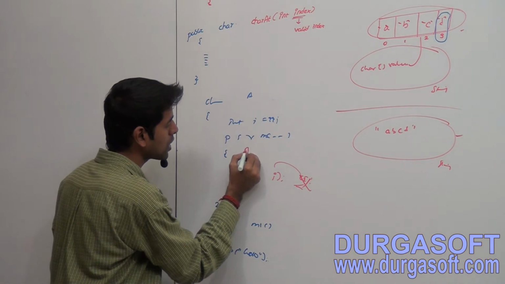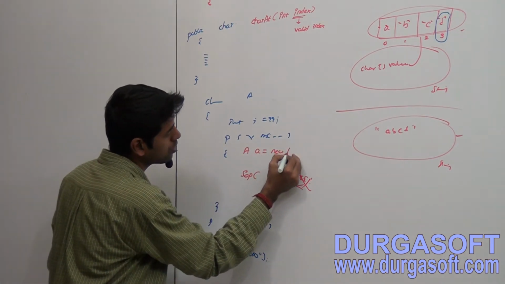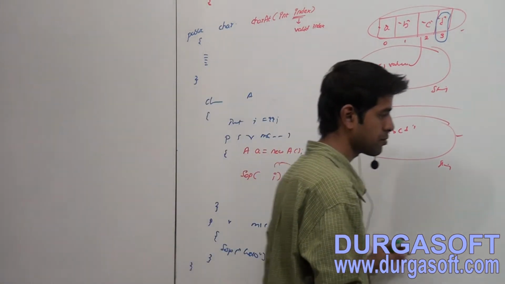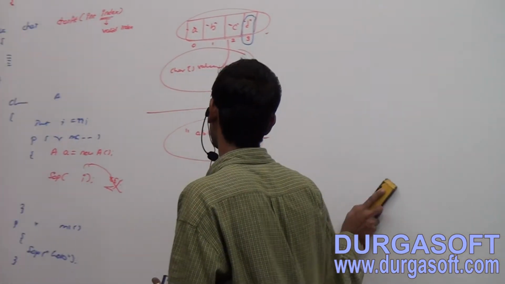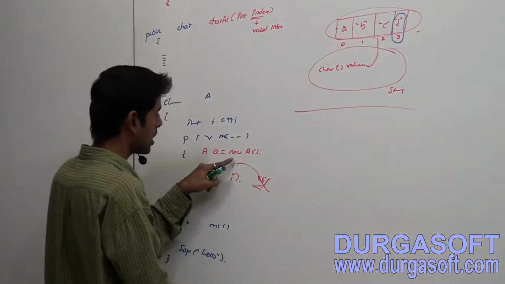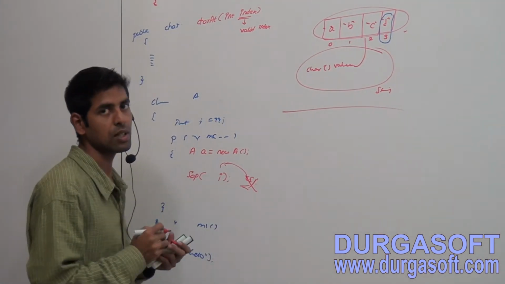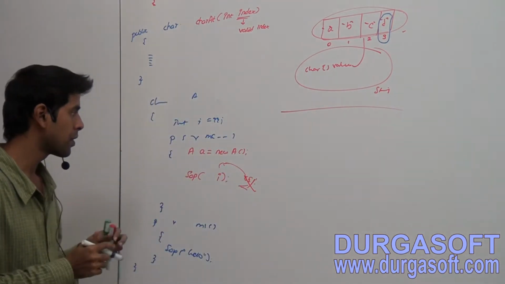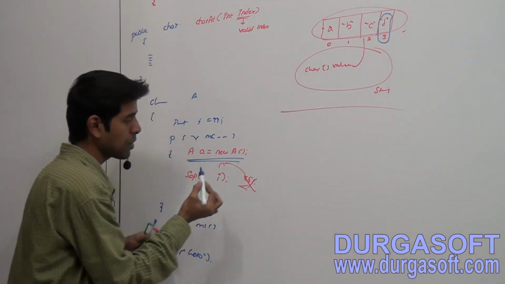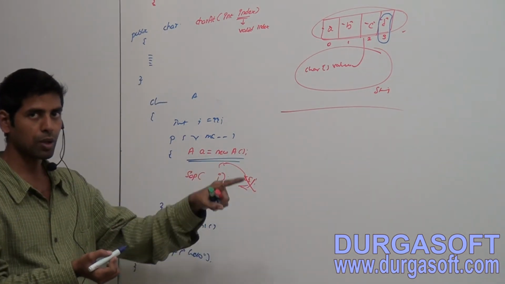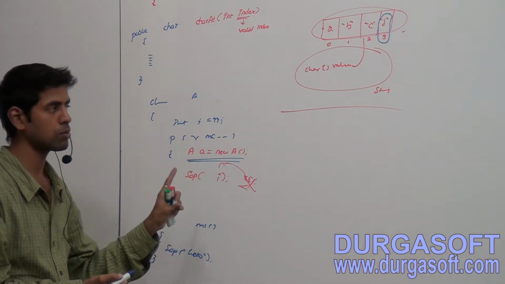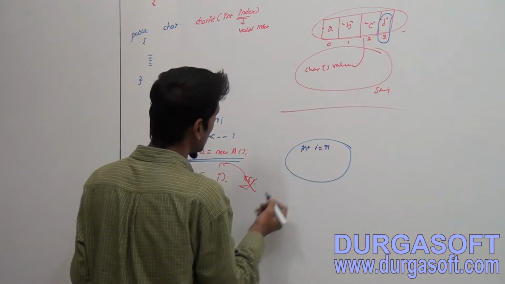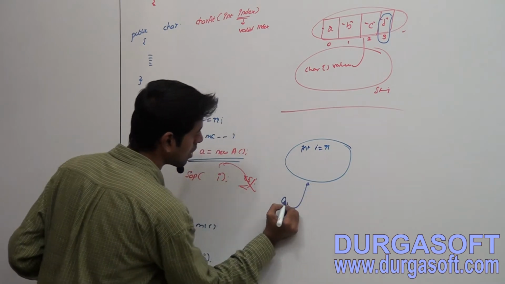How to create an object? A a equals new A constructor. Now because of this statement, what does JVM do at memory? Everyone is aware of this. Observe here, an object is created with data int i equals 99, and a is referring to this object.